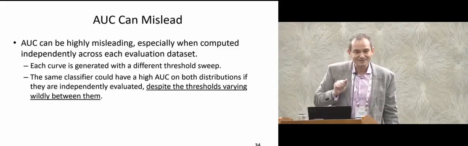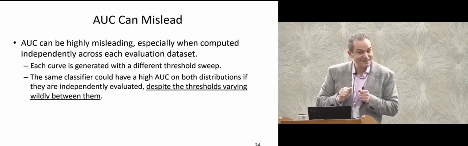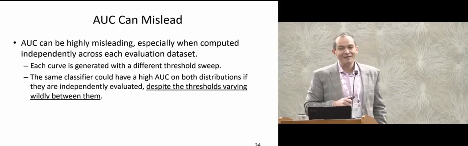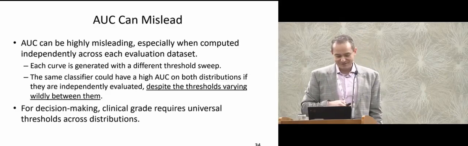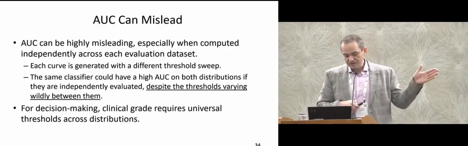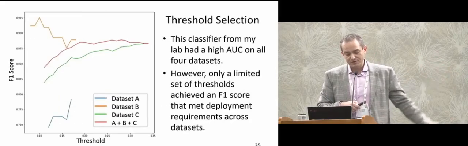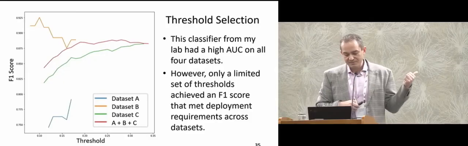Okay, I need to pick a threshold. Do you think you're going to find a threshold that works on both data sets? Maybe not. Maybe a very, very different threshold works on one versus the other. So anyways, at least with the FDA, they needed us to have universal thresholds across distributions.